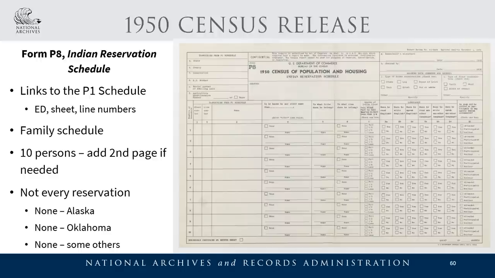This was a family schedule for 10 persons. If a second form was needed, a second page could be added for that family. It links back to the form P1 schedule by indicating the enumeration district, sheet number, and line number of the form P1. So Native Americans living on most reservations will have two census forms. They'll have the form P1 and they'll have this form P8.